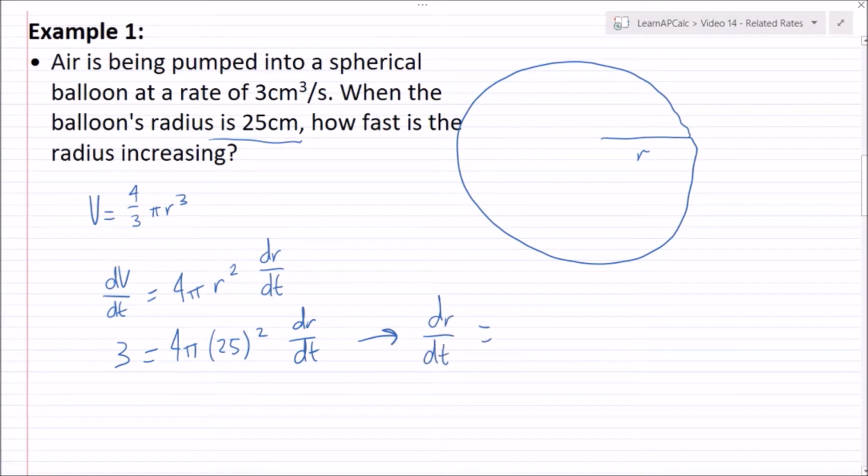So first thing I want to do is just figure out what this is on the right, sorry. 25 times 25, 625 times 4 times pi, comes out to about 7,850, and if I divide 3 by 7,850, I get 0.0004, so I want to round. And this is the rate of change of the radius, in centimeters per second. And that's important, since my radius is in centimeters and my rate of change is in terms of seconds. That's how I know this unit.